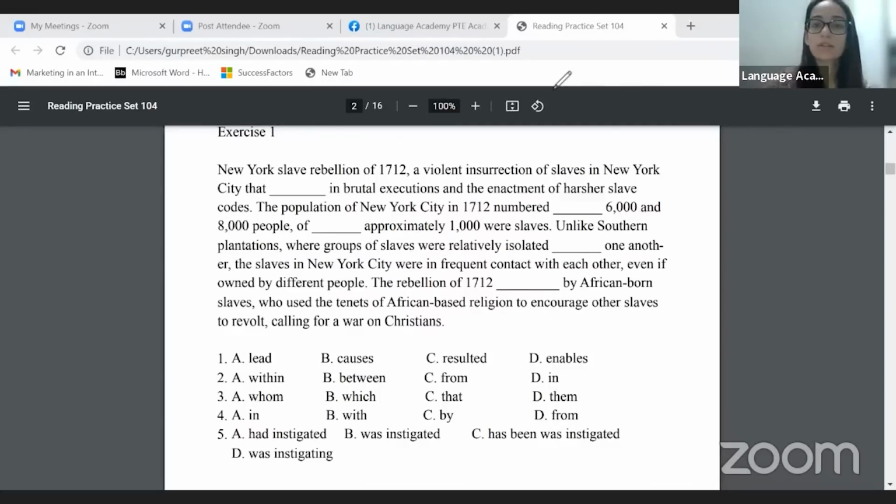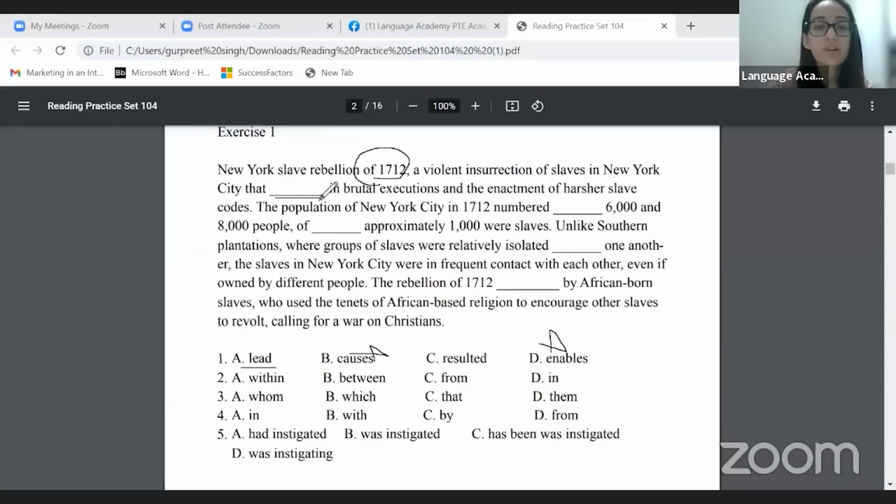Right, should be done. Let's discuss the answers. Very good question and an easy one. New York Slave Rebellion of 1712. What was it? A violent insurrection of slaves in New York City that resulted in brutal executions and the enactment of harsher slave codes. So whatever happened, this happened in 1712. So what we need in the answer should be the past form of a verb. So anything which is not in the past form, we should first eliminate that. The past form of lead has the same spelling, but we pronounce it as led. So both A and C are past forms of verbs.